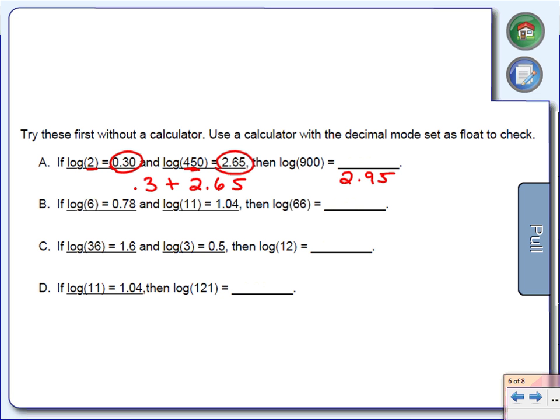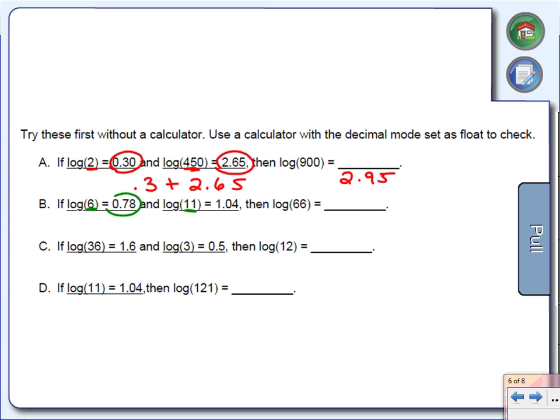All right, the next one. The next one says that the log of 6 is equal to 0.78. The log of 11 is equal to 1.04. So if that's true, what is the log of 66? Well, first of all, this 66. How did we get that 66? What did we do with this 6 and this 11? We multiplied it. And what did we say earlier about multiplication? It was going to be the same thing as adding.